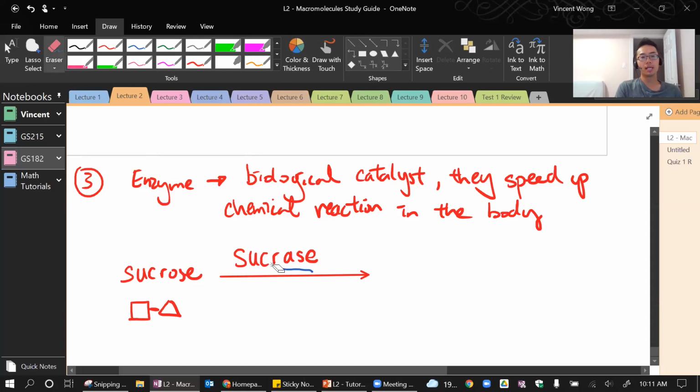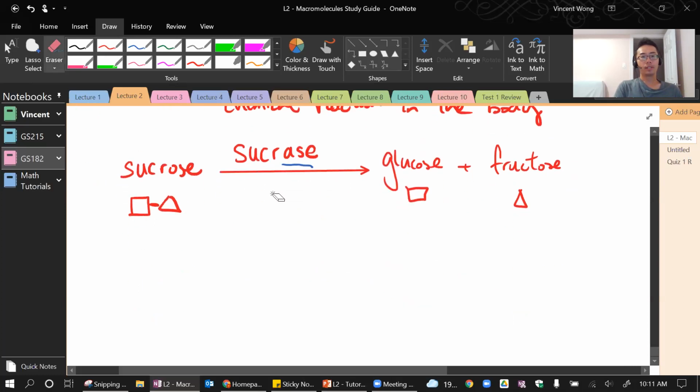So over here, with sucrose, you're going to take sucrase, the enzyme, and it's going to break it down into glucose plus fructose. Why is my color not changing? Okay. So the enzyme sucrase is going to look like this.